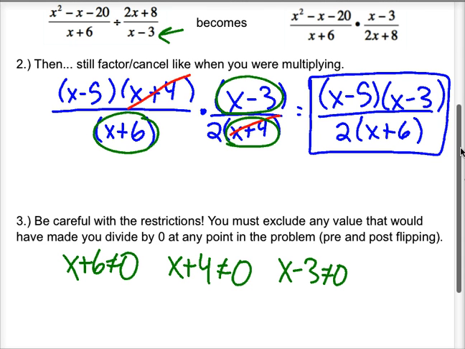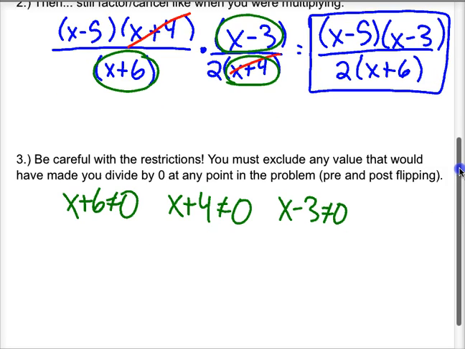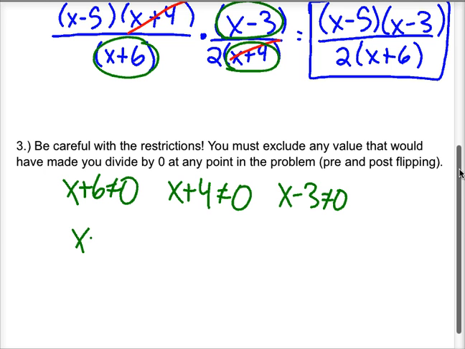So the little trick to this, again, the big idea is still the same, but the little caveat to this one is the fact that in that second fraction, both pieces have been in the denominator, so both pieces end up being excluded values. All right? And so that gives me excluded values of negative 6, negative 4, and 3.